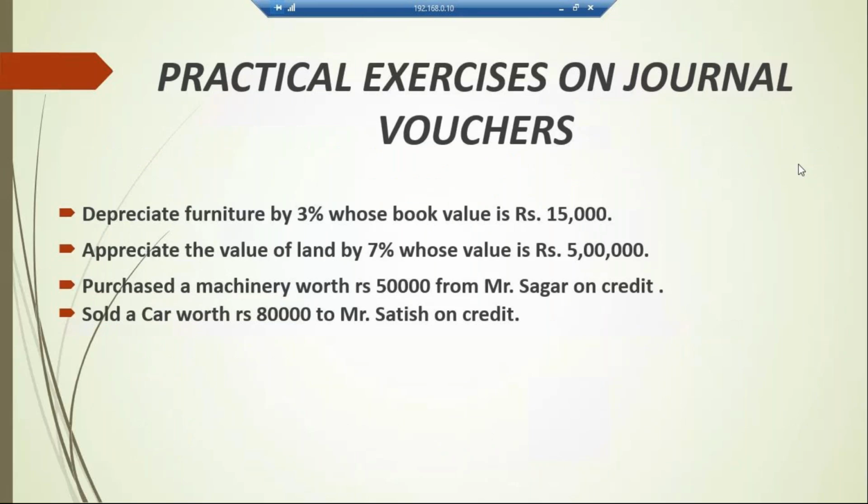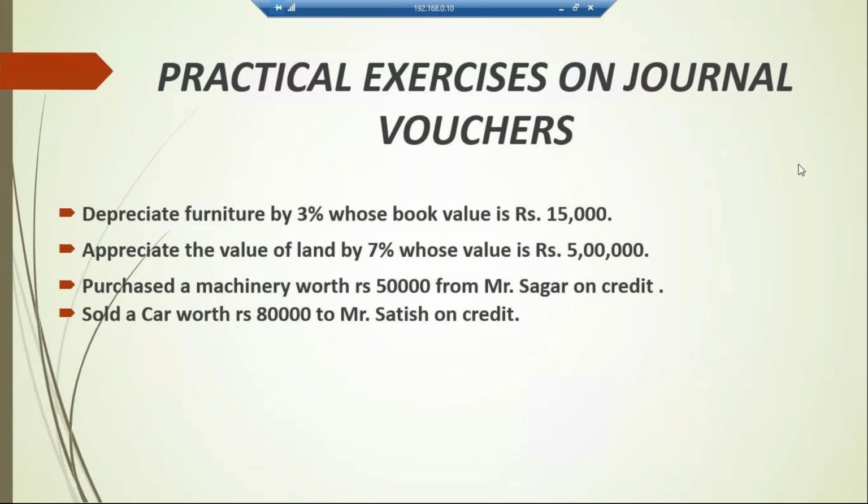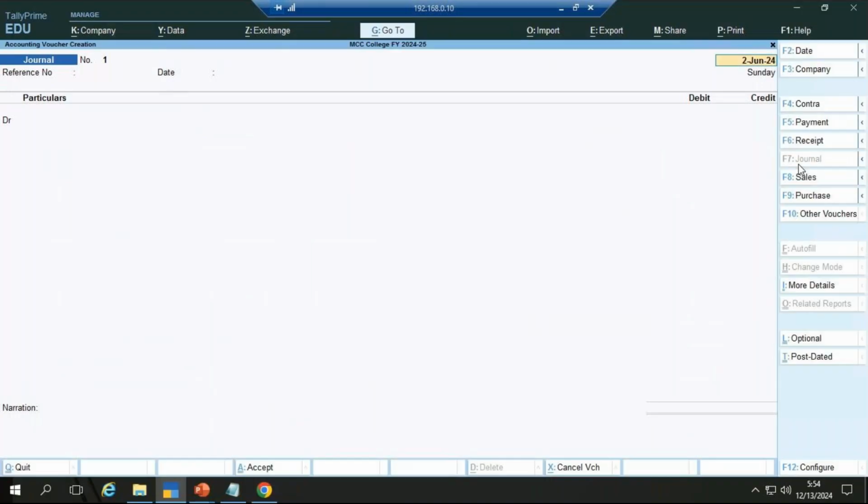Next, purchased machinery worth rupees 50,000 from Mr. Sagar on credit. Next, sold a car worth rupees 80,000 to Mr. Satish on credit. Any doubt regarding any of the transactions? No, ma'am. Fine then. So we'll start.